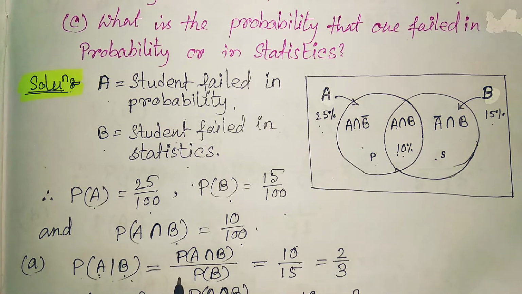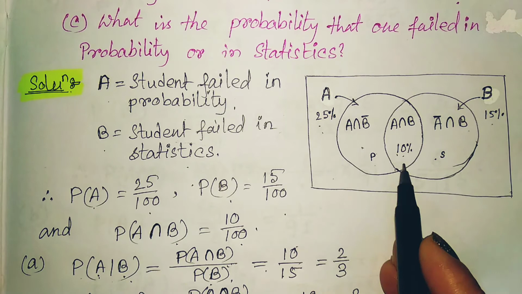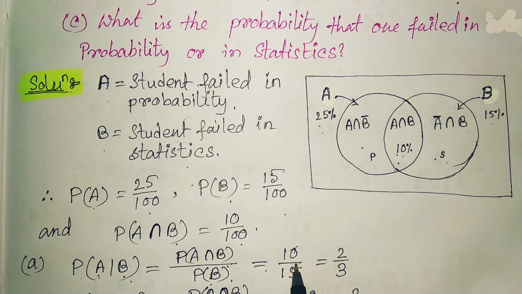So according to this formula we can write probability of A intersection B divided by probability of B. That is equal to, just look, probability of A intersection B is this one and the probability for B is this one. So its probability is 10 upon 15 only. So that is 2 by 3.